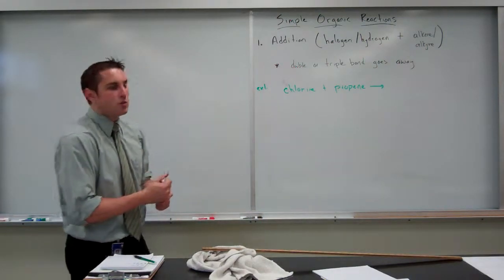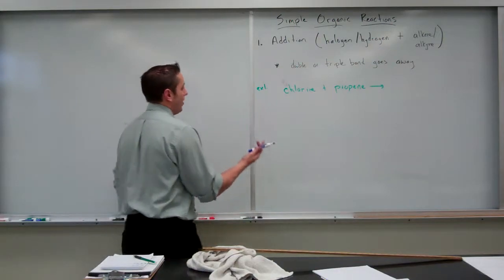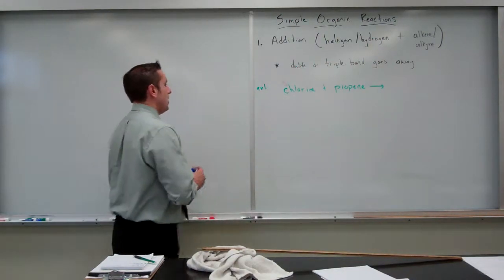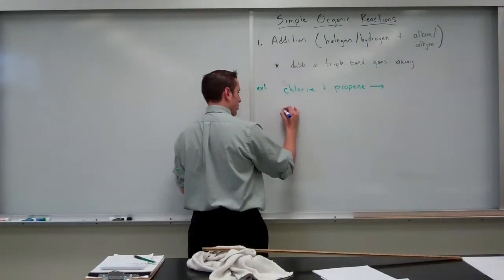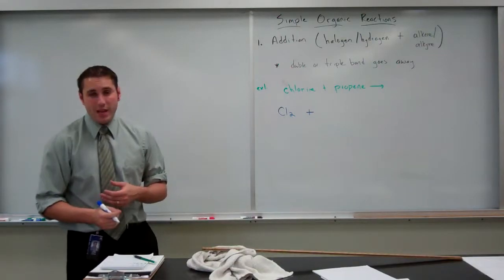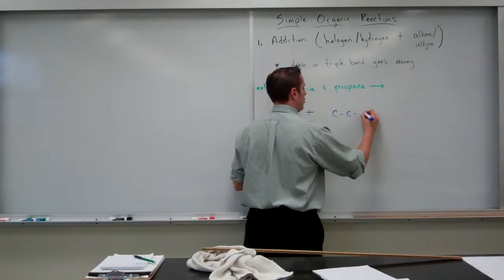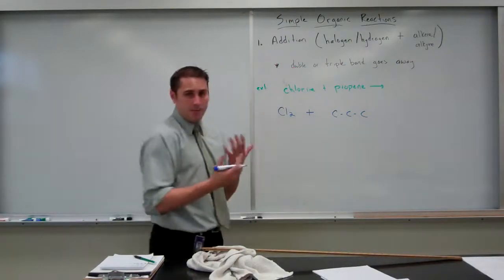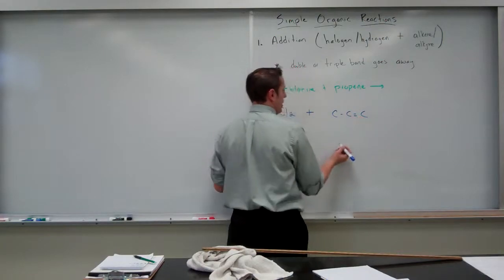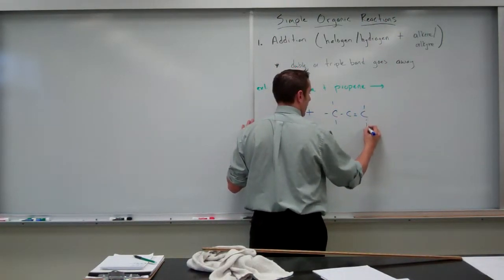Now, this is one of those ones where it's easier to get the products first before you predict what the word answer is going to be. So chlorine is a diatomic, so you would say Cl2 plus propene. Prop means 3 carbons, so 1, 2, 3. Ene means there's a double bond, and it doesn't matter where we put it, it will be here, which means the rest of these are going to be H's.